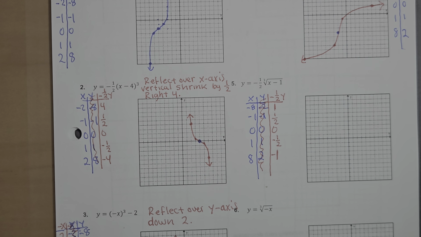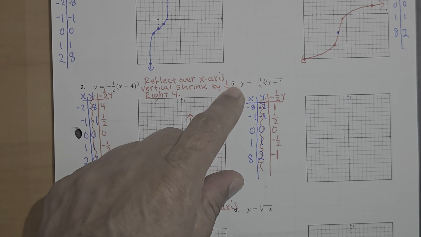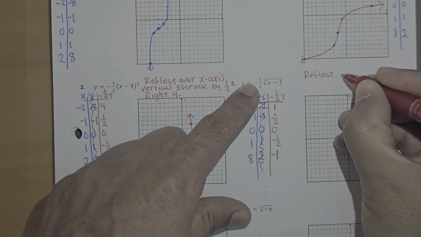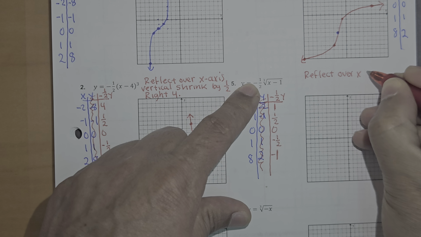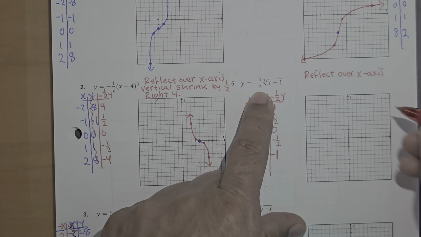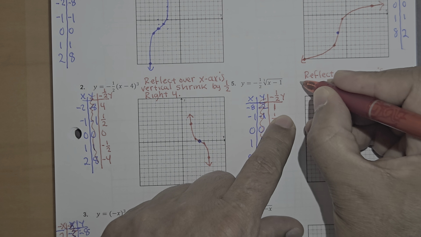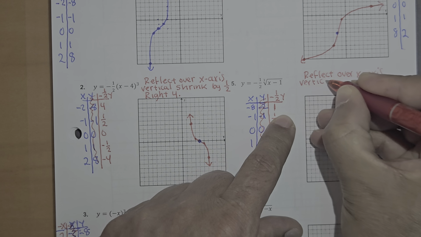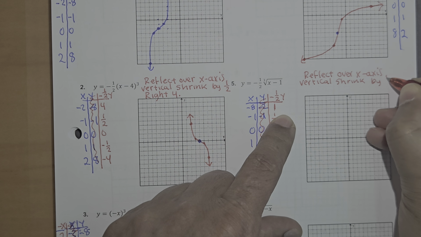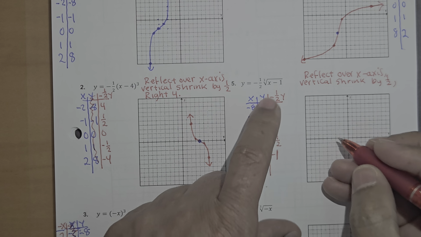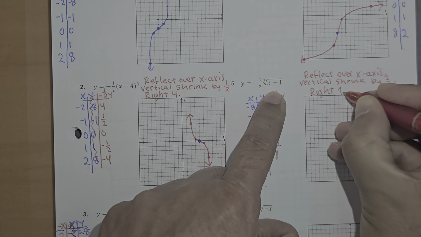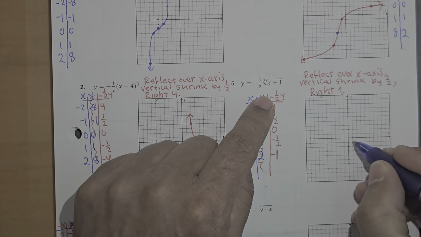Okay, so let's state the transformations. First, the negative. The negative makes the graph reflect over the x-axis. And then the 1/2 creates a vertical shrink by 1/2. And then the last transformation is to the right one because of that -1 inside of the radical. So right 1 unit.